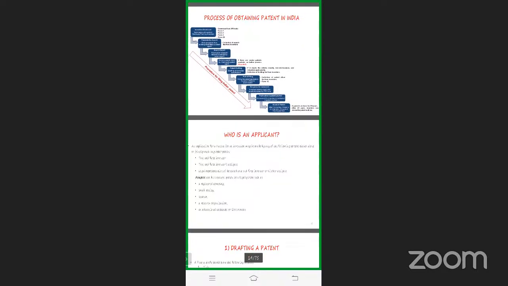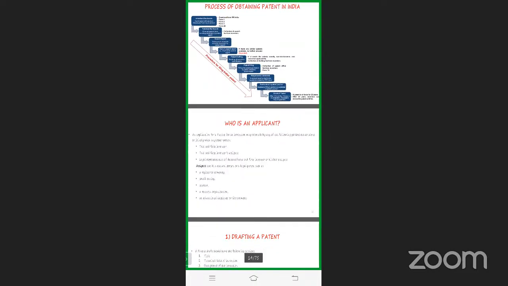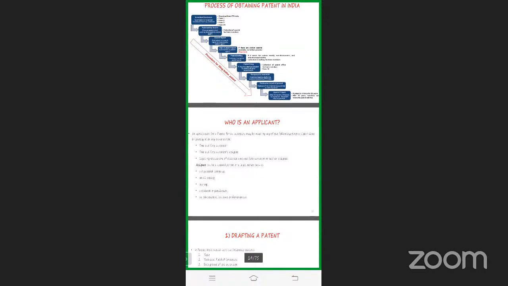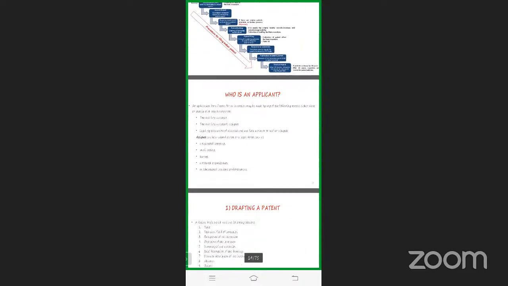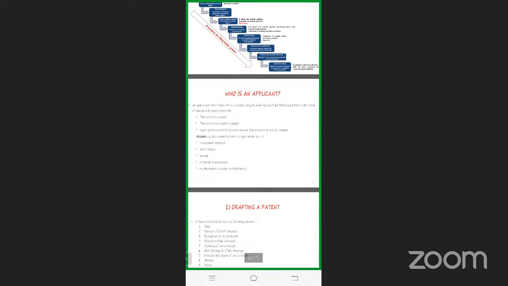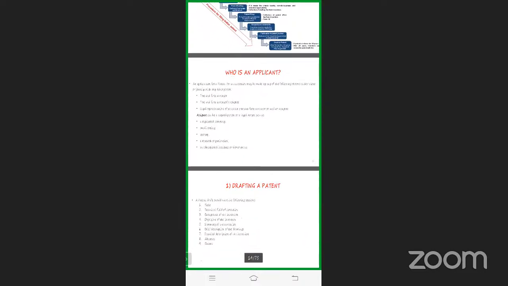The next process is collection of patent office fee from inventors. That is the Form 18. And the final one is the patent is in force for 20 years. So after filing, after the acceptance, the patent will be in force for 20 years. And after 20 years, the inventors of this particular patent can renew the patent with the suitable fee.